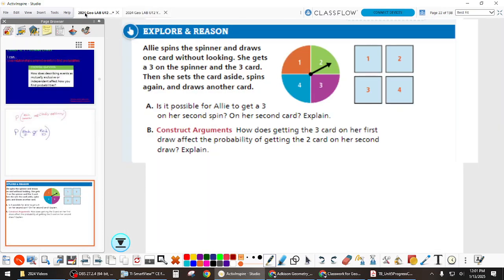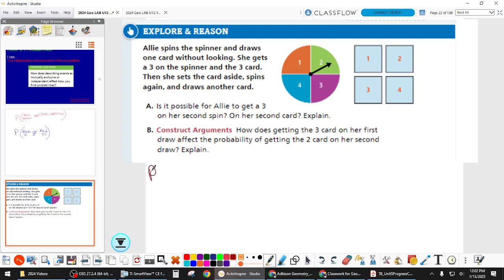Each of those 2 sections, or and and, are going to have questions in them. So Allie spins and draws. It sounds kind of like an and problem, doesn't it? A little bit. She gets a 3 and a 3 on both. And then she sets the card aside, spins again, draws another card. So is it possible for her to get a 3 on her second spin?